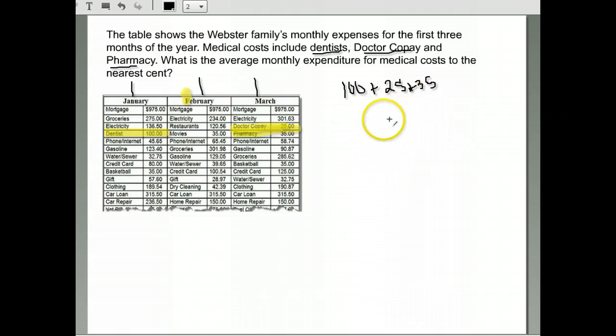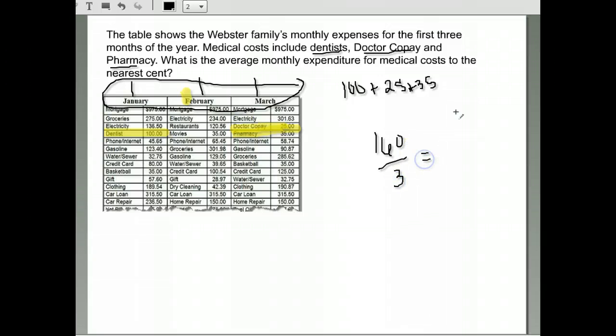Okay, so we're going to go ahead and total that up so we know our total spent. And we get $160. So over the 3 months, they spent $160. So to find the average, we're going to divide that by 3, and it will give us our average per month. When we do that, we get $53.33.